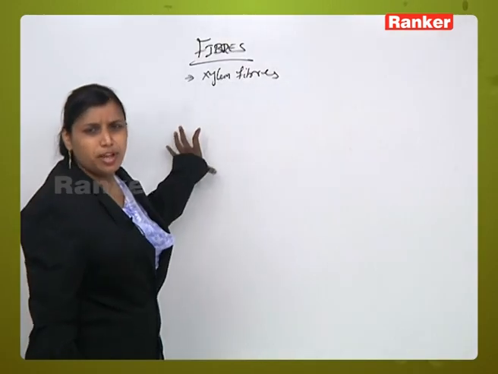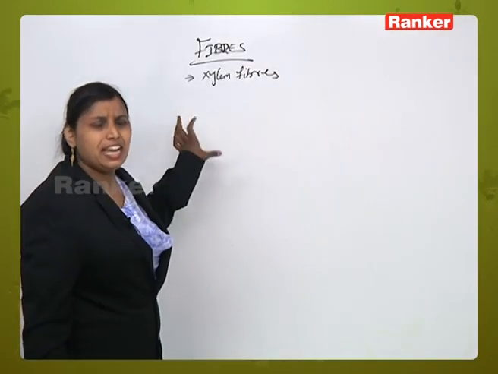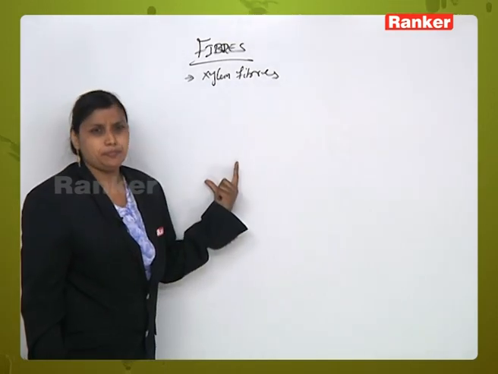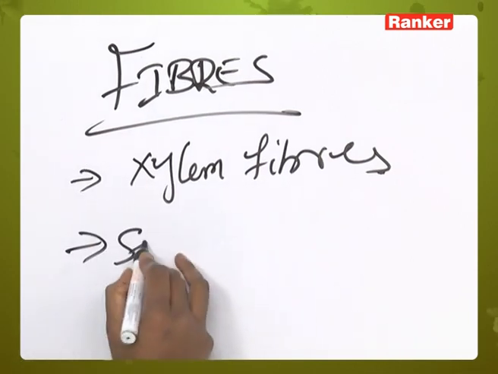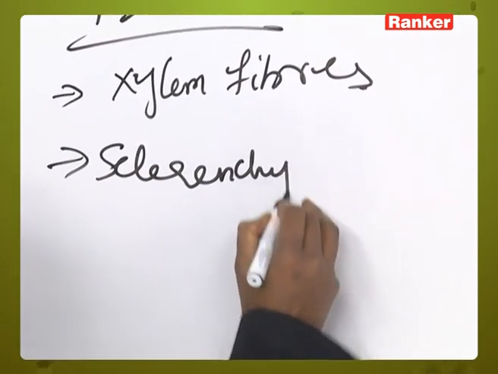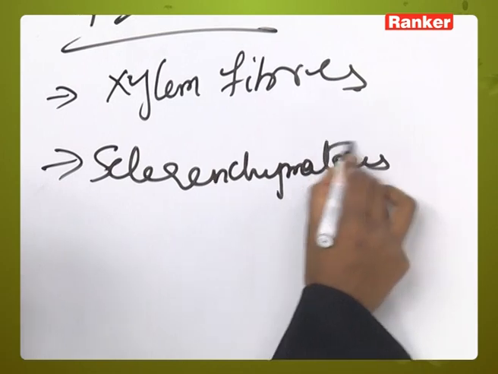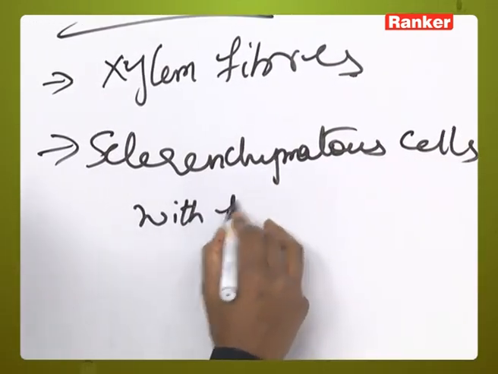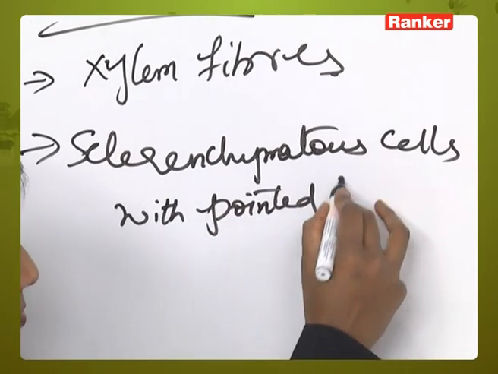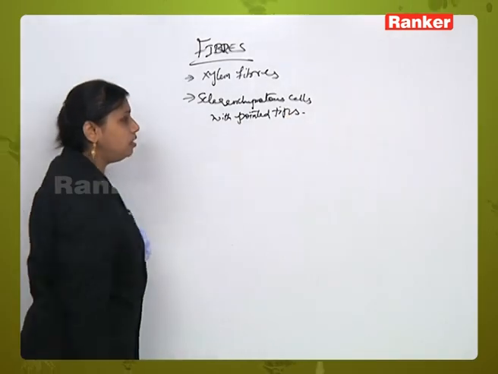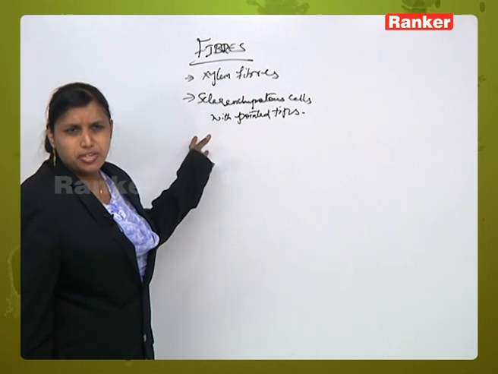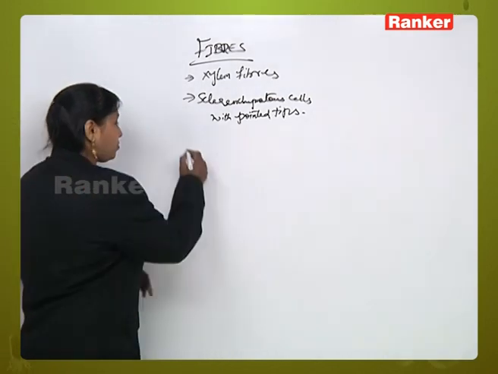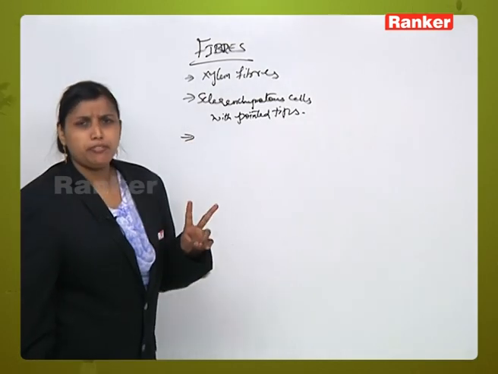Now, what are these fibers? These are sclerenchymatous cells, elongated and with pointed tips. These are sclerenchymatous cells. Now, these types of fibers are distributed all over the plant parts, and there are two types of fibers here.